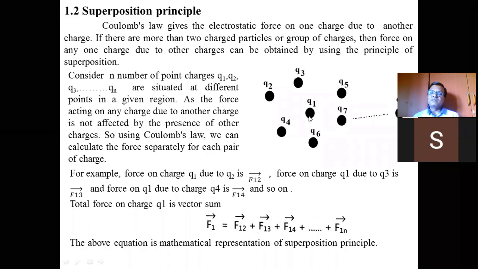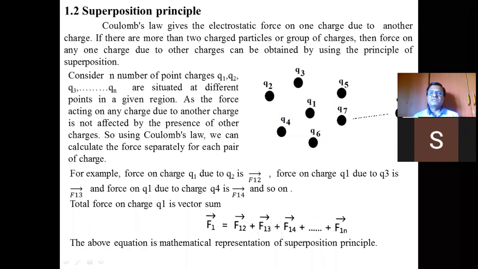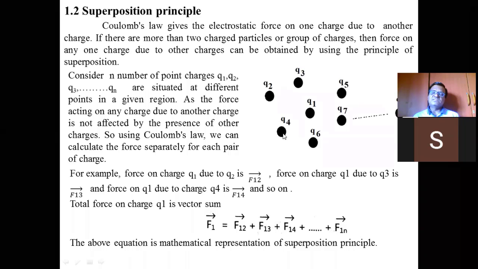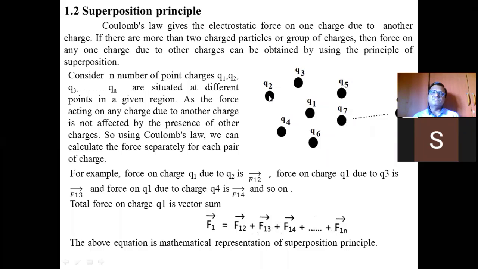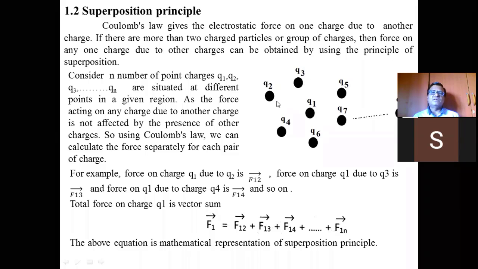Suppose on charged particle Q1, how much is the force exerted due to all these remaining charged particles? Or we have to calculate force exerted on charge Q4 due to all the remaining charged particles. Or if we want to calculate force exerted on charge Q2 due to all the remaining charged particles. These forces we have to calculate by using the superposition principle. This is the superposition principle.